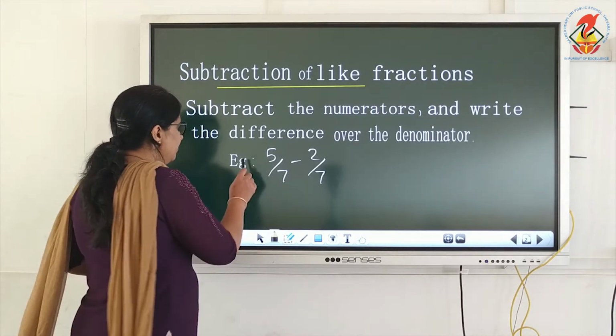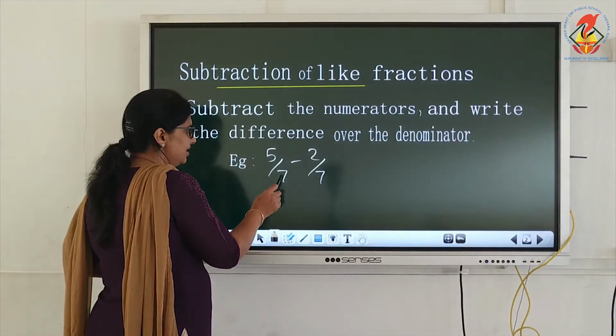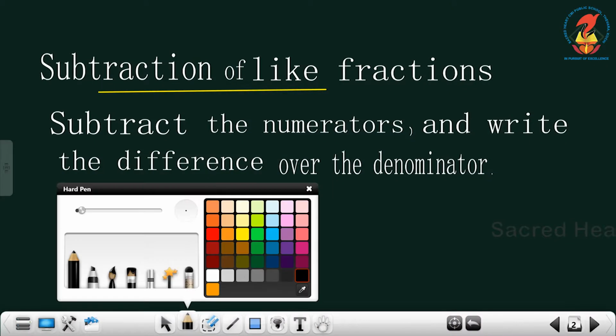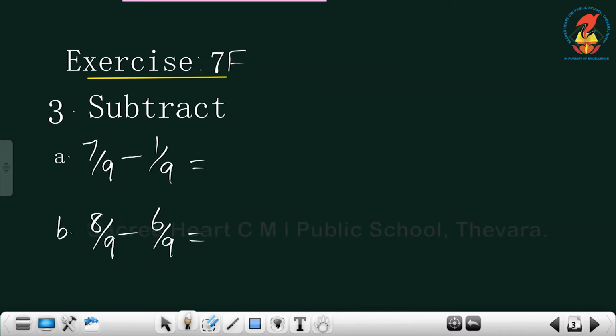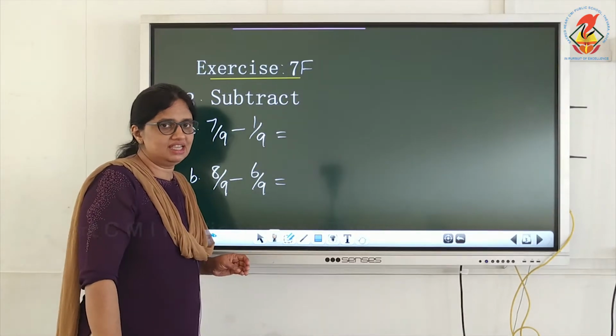I will give you one example, 5 by 7 minus 2 by 7. How can we do this, children? We need to find the difference between 5 and 2, right? And 5 minus 2 is what? That is 3 by 7 only. Okay, and the next one. Next I will give you some exercise problems.